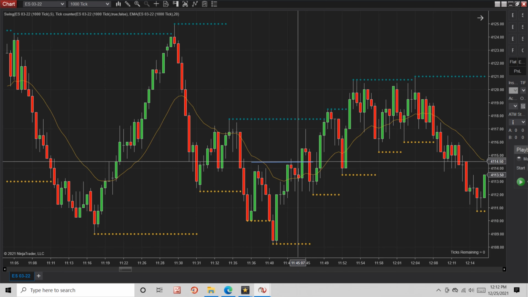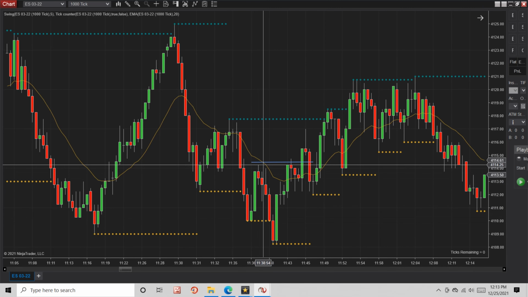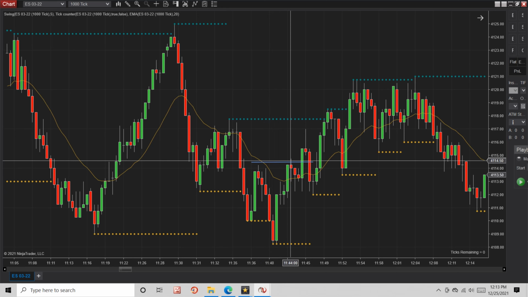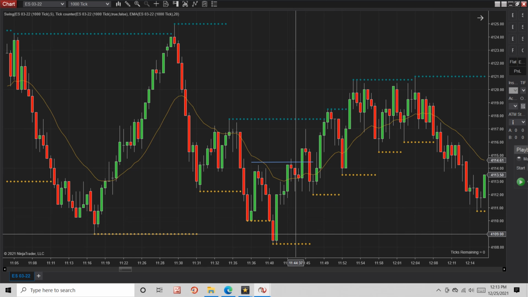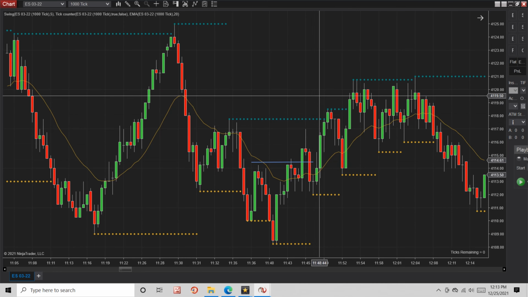So I would probably enter this trade here at 4114.5. The reason why is because remember the high of the second bottom is 4114.25, so we just add 0.25 to that. We enter here, we have our stop loss at 4109, and we have our take profit at 4119.5.